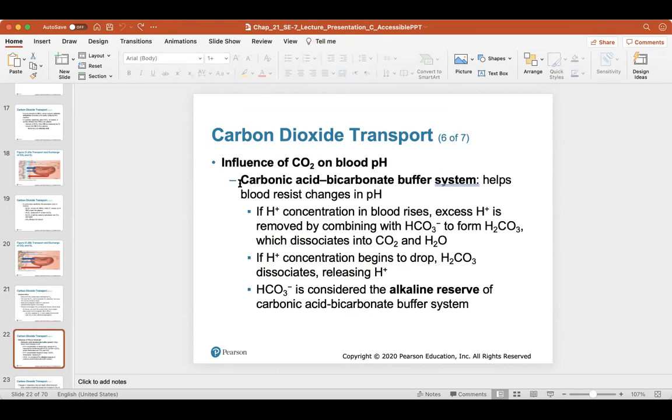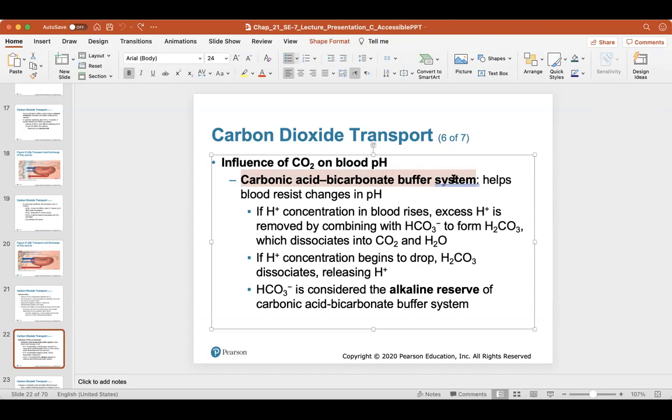This carbonic acid-bicarbonate buffer system helps the blood to resist changes in pH. So it's very important that your blood always maintains a consistent pH of about 7.4. If hydrogen ion concentrations rise, excess hydrogen ions will be removed by combining with the bicarbonate ion to form H2CO3, which dissociates into carbon dioxide and water. If the hydrogen ion concentration begins to drop, it will release excess. The bicarbonate ion is considered the alkaline reserve of the carbonic acid-bicarbonate buffer system.